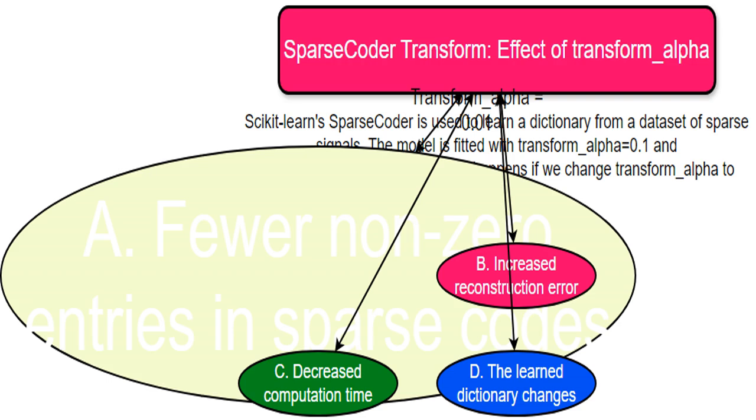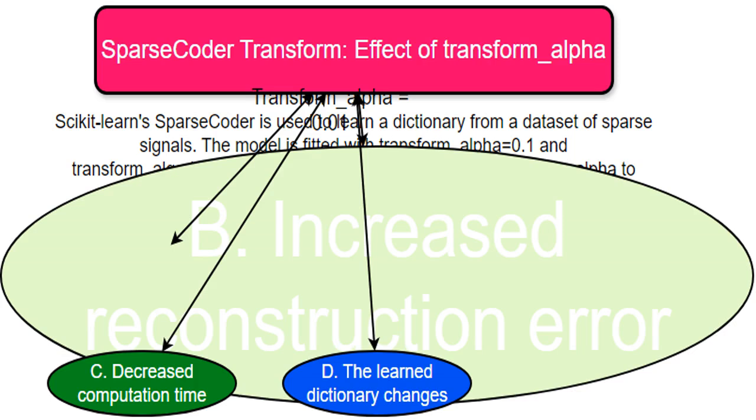It's like a chef being told to use fewer ingredients to create a dish. The result will be simpler, but might not be as rich or complex as the original recipe. Because I'm pushing for increased sparsity with a smaller transform_alpha, I anticipate a trade-off. The reconstruction of the original signal will likely be less accurate. With fewer non-zero entries, it becomes harder to perfectly capture all the nuances of the original signal. The reconstructed version might lose some details, like trying to recreate a detailed painting using only a few simple colors.